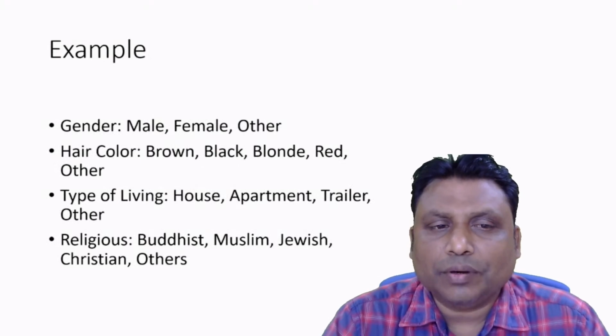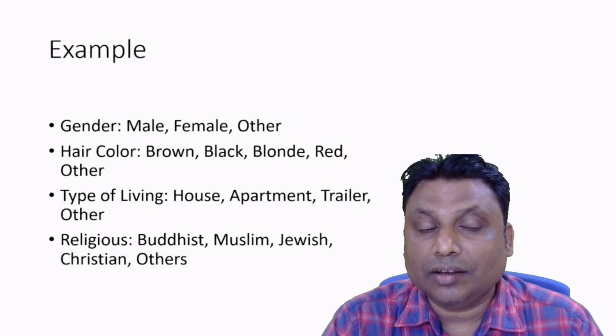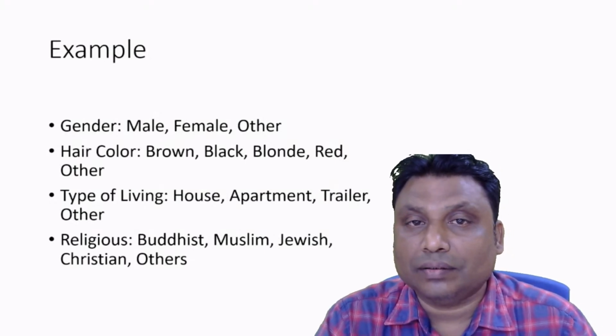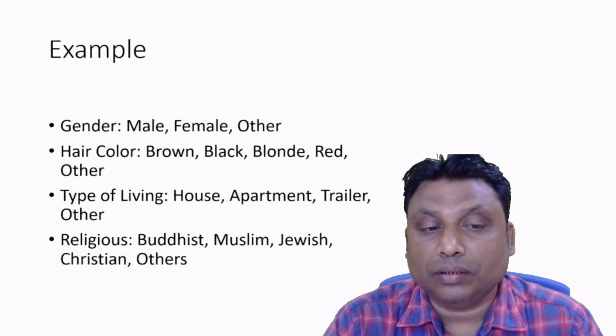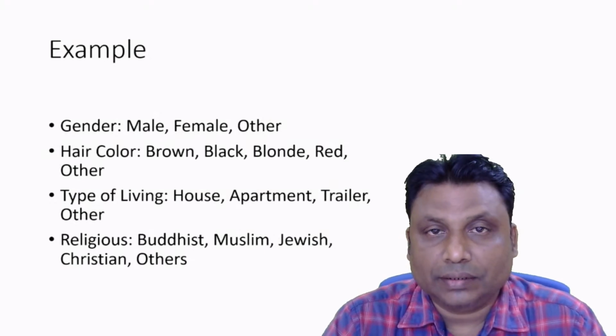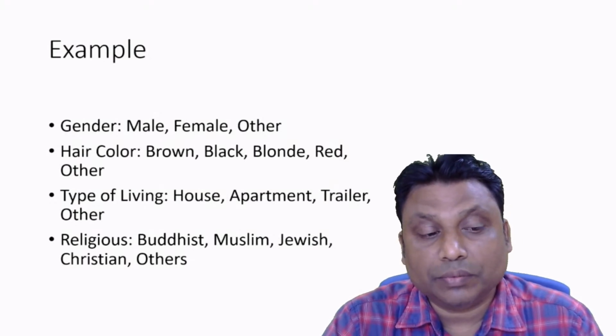In gender cases, you can take male, female, and others. Suppose hair color. What type of hair color should any person have? You can write brown, black, blonde, red, and others. Maybe you can take type of living: where he is living, house or apartment or tailor or others.